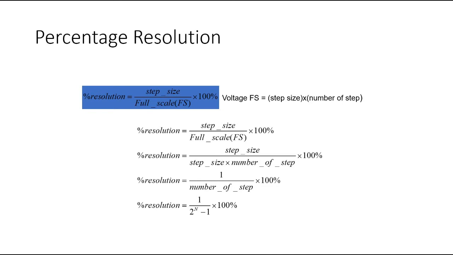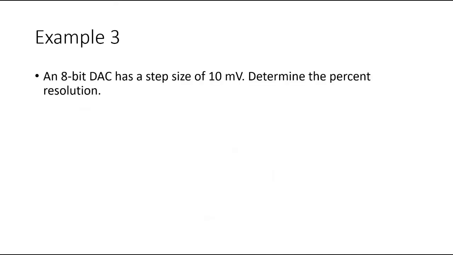Okay, so kita boleh simplify here. Full scale, step size multiply with number of step. So kita boleh slash here. So become 1 divided by number of step multiply with 100. So number of step 2 power of N minus 1. So our resolution here equal to these equations. So N refer to bits. Okay, how many bits. Okay, we go for example 3.